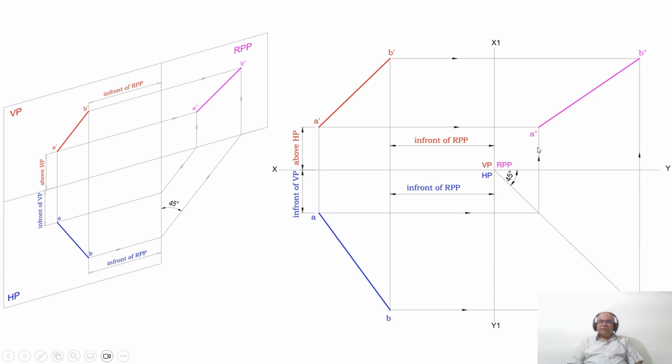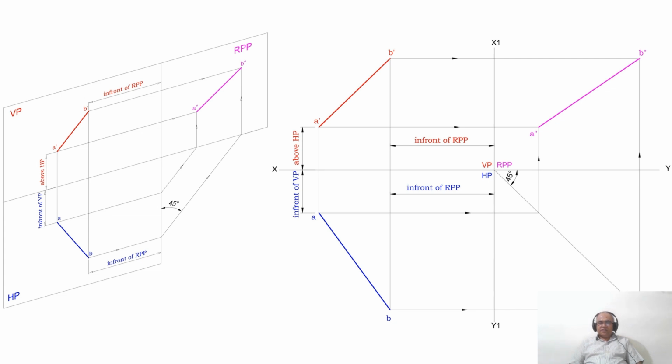So, what is the requirement on projections of lines? When the view lengths are given, you need to find out the true length and true inclination. When the true length and true inclination are given, then you need to find out the apparent length and apparent inclinations of the line. This is our exercise in projections of lines.